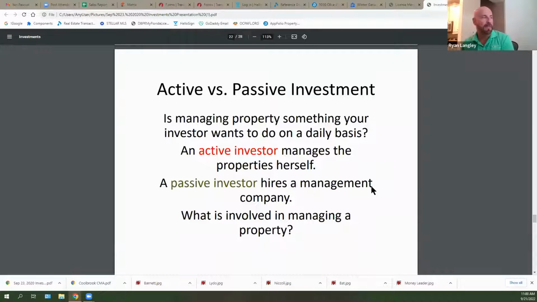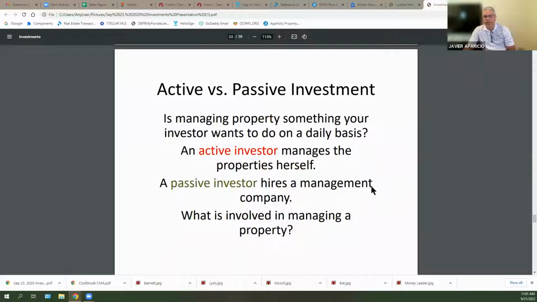Active versus passive investments. Ryan, you brought this up earlier about passive investments. Is managing property something your investor wants to do on a daily basis, or do they want to just keep being an engineer or an architect or a doctor or a lawyer or whatever, and let a professional handle this for them? An active investor, you see a lot of retirees do this, manages the properties herself. A passive investor hires a management company. What is involved in managing a property?